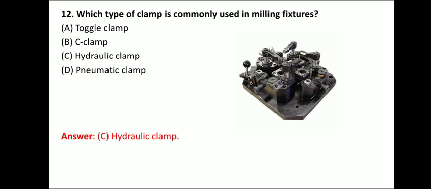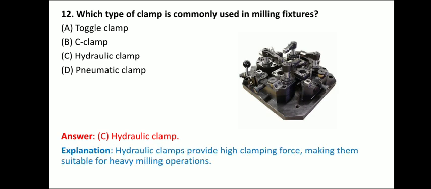The answer is hydraulic clamp. So hydraulic clamp is commonly used in milling fixture. Hydraulic clamps provide high clamping force, making them suitable for heavy milling operations. जब भी आप milling operation perform करोगे तो बहुत सारा force आने वाला है वर्कपीस के ऊपर और वो आपको काउंटर करना है. So that can be countered with the help of hydraulic clamp.